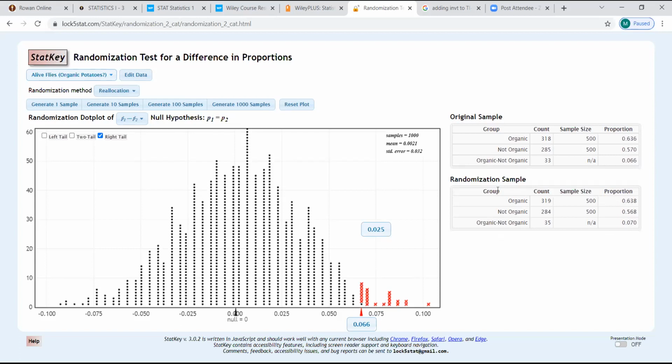So we're going to do the same thing, and we're going to start using formulas, and let's see if we get a p-value close to this 0.025. So let's go back to the problem.